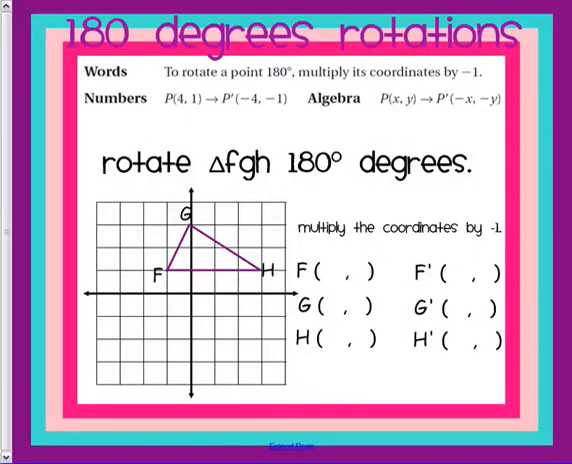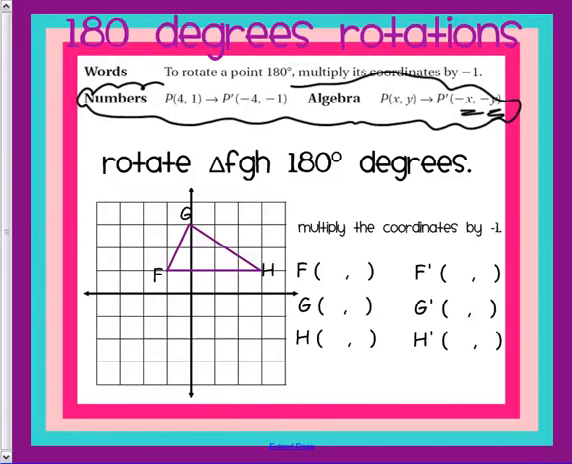Okay, what about 180 degrees? Remember, we are rotating it about the point of origin. So this is going to rotate down here. The way that we use this algorithm is we leave the numbers x and y the same, but we make them both negatives. So if the point was 4, 1, it would now be -4, -1. So make sure you have the numbers and the algebra written down. Okay, so let's try this one. Go ahead and pause the video and see what you think. I'll be back in just a second to show you the answer.